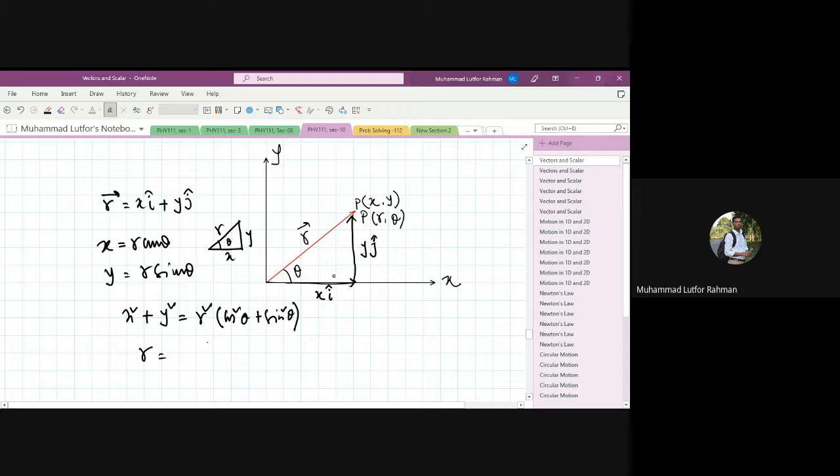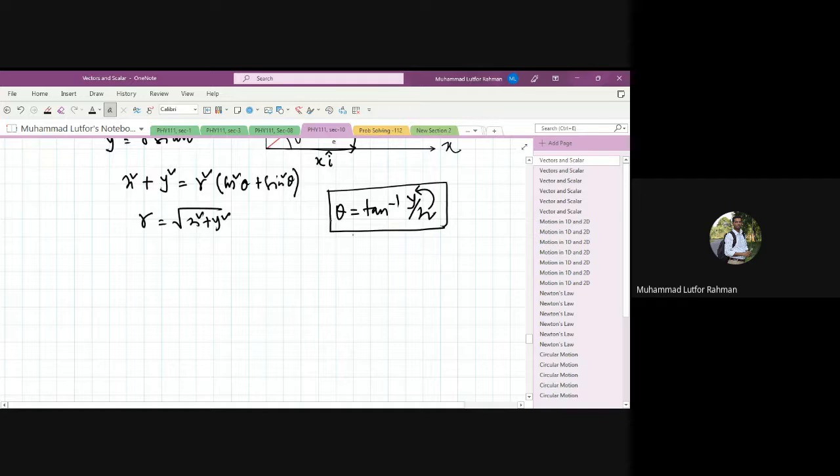So that's why r would be root over x square plus y square, right? This is the magnitude. And the angle theta, which we express as tan inverse y by x, right? This formula is familiar to you. Remember, when you're measuring this angle, you are referring from x to y axis. This is a very crucial point, because we count angle from the positive x-axis: counterclockwise would be positive, but clockwise would be negative.